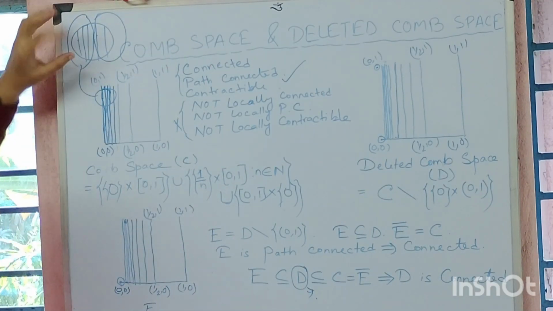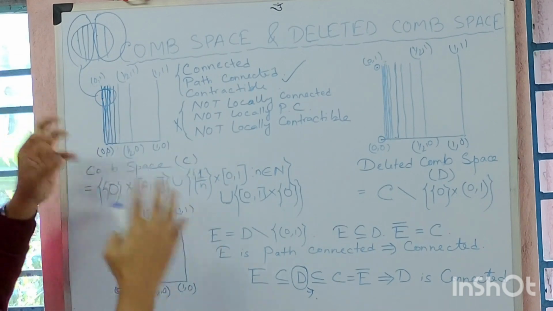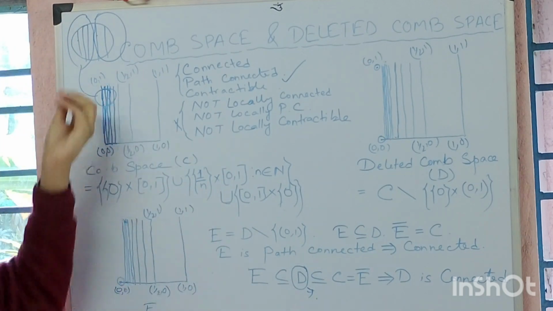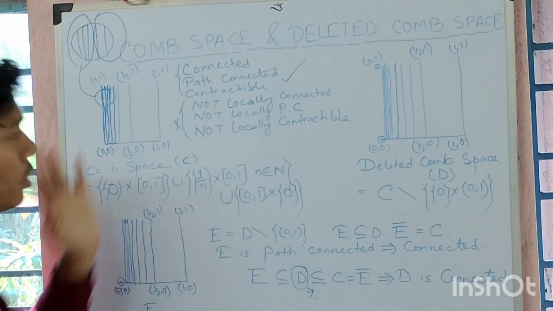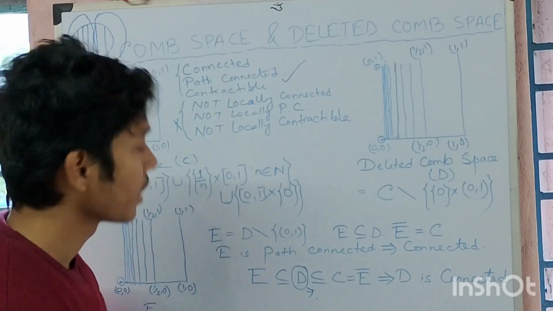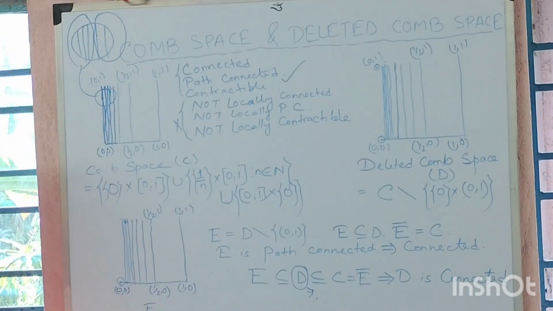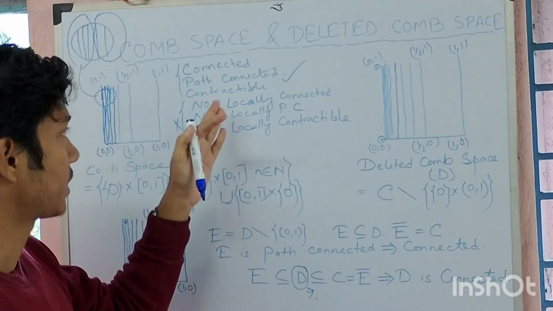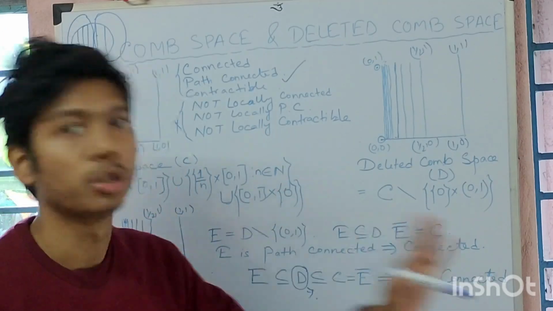Okay, and these two open sets have disconnected this set. So this neighborhood is also not connected, and it is also not contractible. Locally contractible. That's why it is connected, path connected and contractible, but not locally.